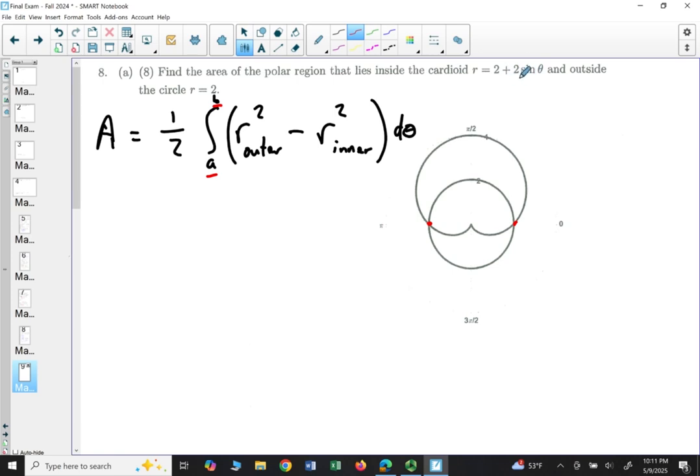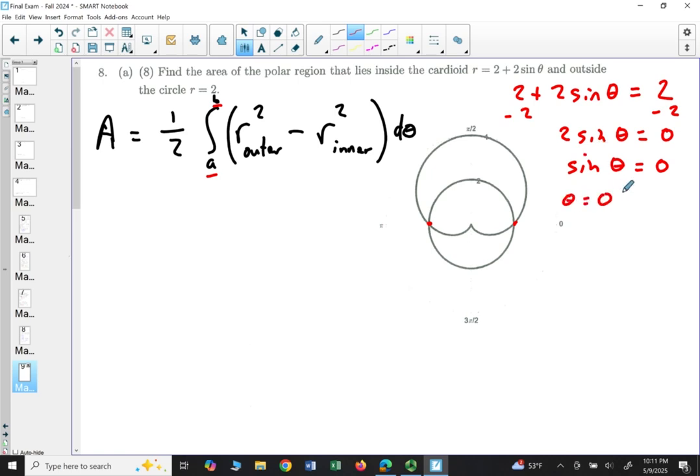So the easiest way to do that is to set our two curves equal to one another. We want to find their intersection points. So we would do 2 plus 2 sine theta equals the circle, which is 2. Okay, minus the 2 on both sides. We have 2 sine theta equals 0. Divide by 2, so sine of theta equals 0. Where does the sine equal 0? When theta equals 0 and when theta equals pi. Okay, this is good, and notice how it does line up. This is our 0 angle and this is our pi angle.